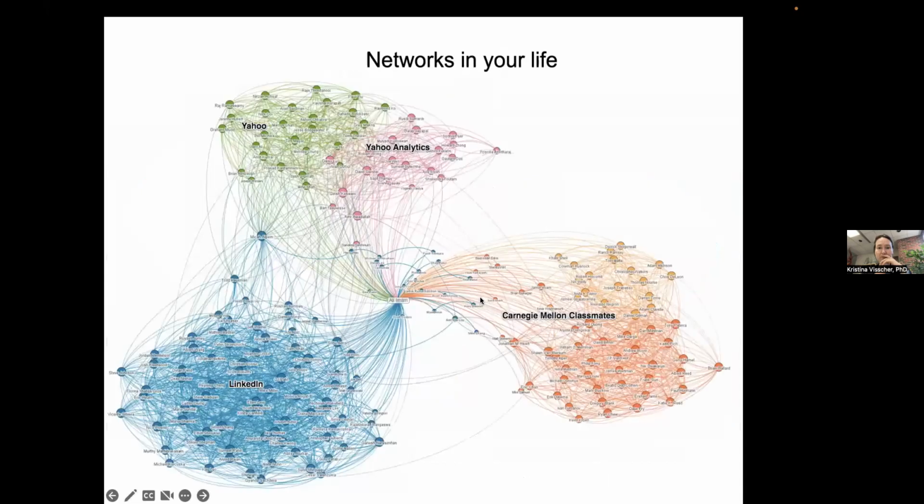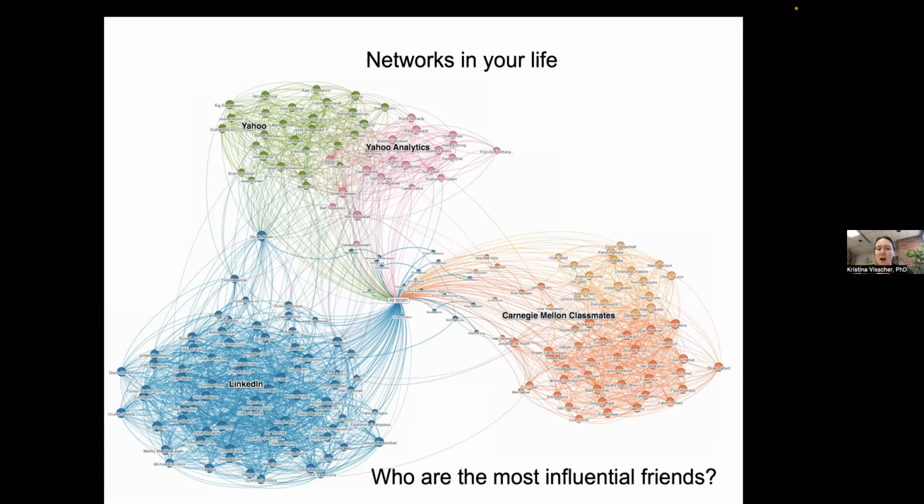Okay. What about this one? This is another person, Ali Imam, again, chosen randomly. And with this one, you can see something very similar. So this person went to Carnegie Mellon, had a lot of classmates, worked at Yahoo. They all know each other, but the Yahoo Analytics people know each other more on average, and a lot of LinkedIn friends. But with this one, we can think about which of these friends are most influential.